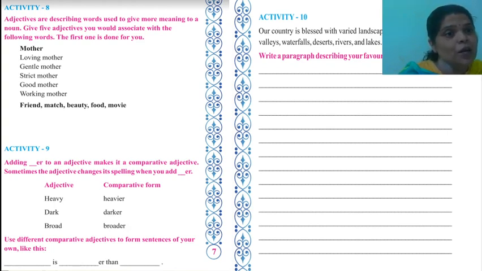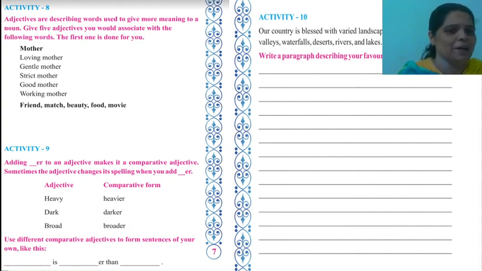So anything you can write by your own. I have given the answer, but please first try by yourself. Then only you'll see the answers. Okay. Then in the ninth one, adding er to the adjectives to make it comparative adjectives. You know it very well. Comparison, comparative degree, tall, taller, tallest. Okay, good, better, best. Heavy, heavier, heaviest. Dark, darker, darkest. Thin, thinner, thinnest. Small, smaller, smallest. So use different comparative adjectives to form sentences of your own.